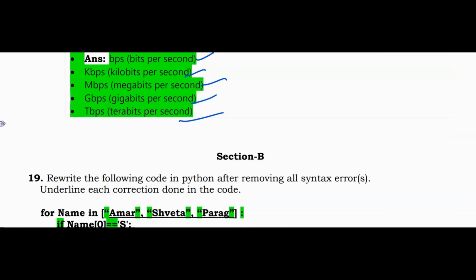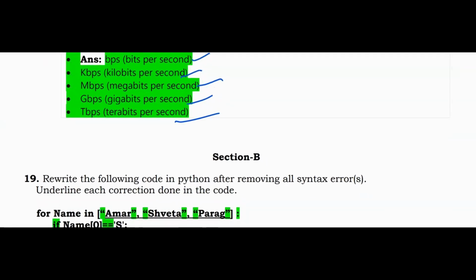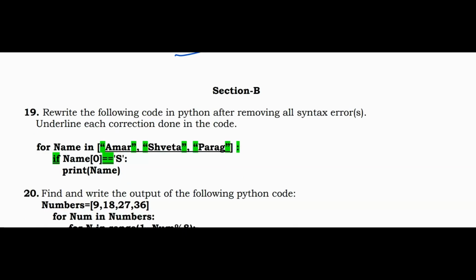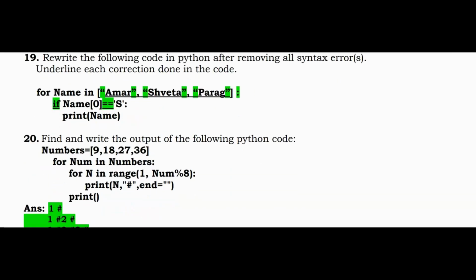So the next question: rewrite the following code in Python after removing all the syntax errors. Underline each correction done in the code. Whenever you are attempting this type of program to remove all the syntax errors, you should listen and attempt this question carefully. You should underline each and every error, correct it and underline it.